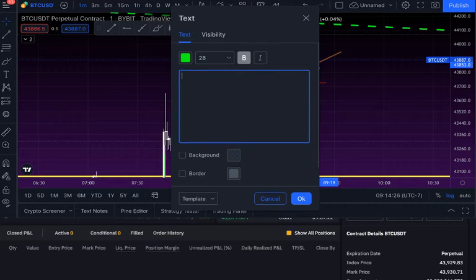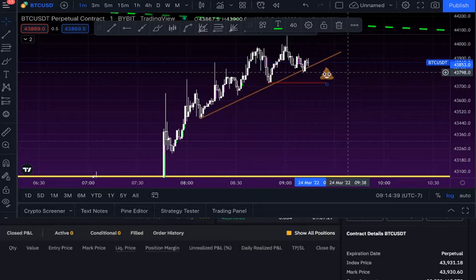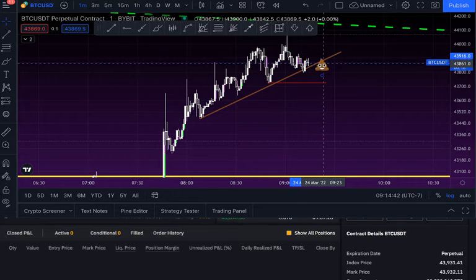Where's the poop emoji at? Oh, there he is. Right, let's put that here because we don't really believe this trend line, let's say.